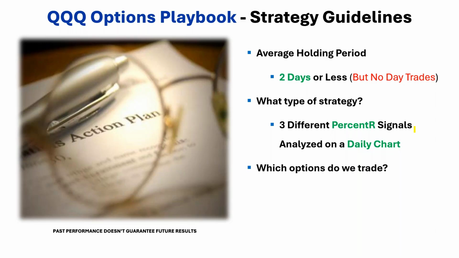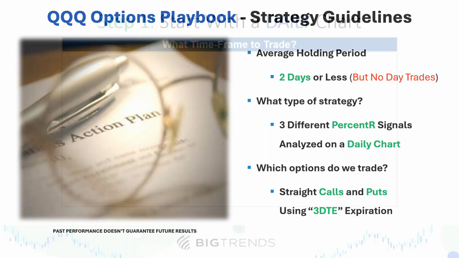What options do we trade? Straight calls and puts, as I shared with you earlier. And as you can see there, 3 DTE expiration. So if you're newer to options, what does DTE mean? It's an acronym for days until expiration. So yes, we'll go 3 days out, okay? But we'll close the trade down in 48 hours if that profit target of 100% is not reached, or if that 50% stop is not reached.